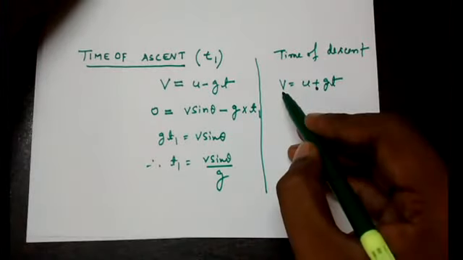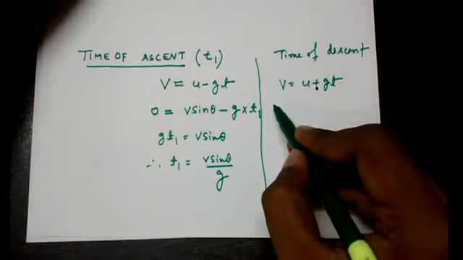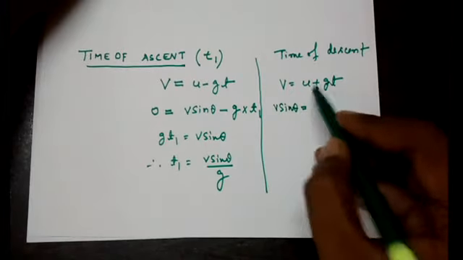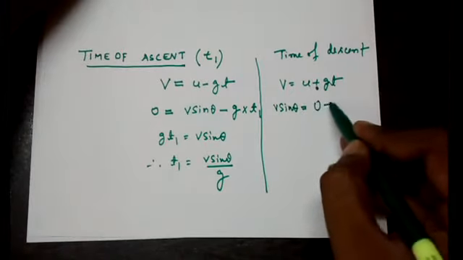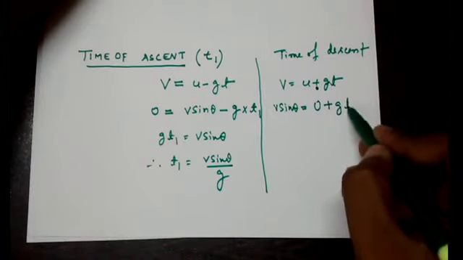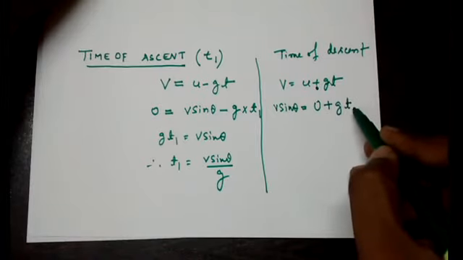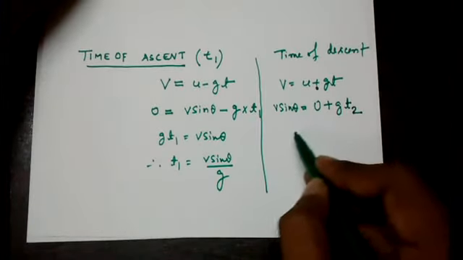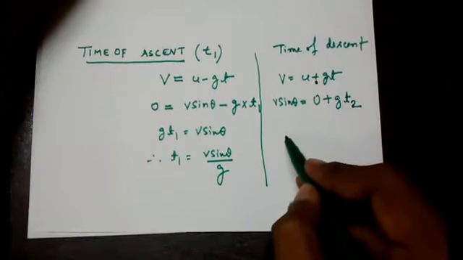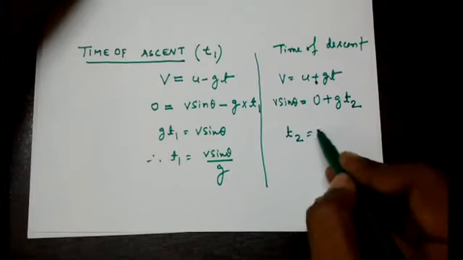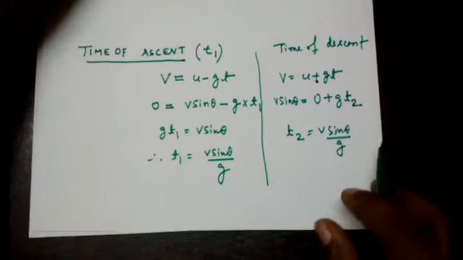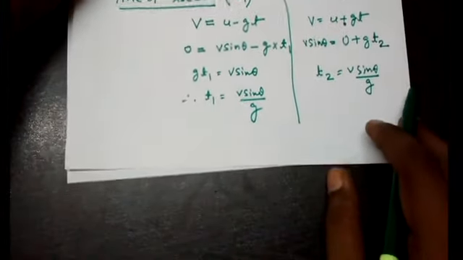So here v is the final velocity. You know very well that this v must be equal to v sin theta, is equal to u, the initial velocity, which is 0, plus g, and here again the time taken, let us suppose that this is time taken t2, and on just rearranging we will find that t2 is equal to v sin theta divided by g. The same result we are getting here.